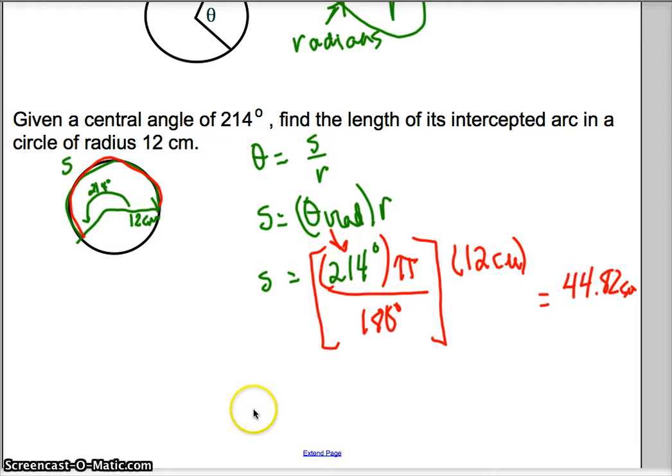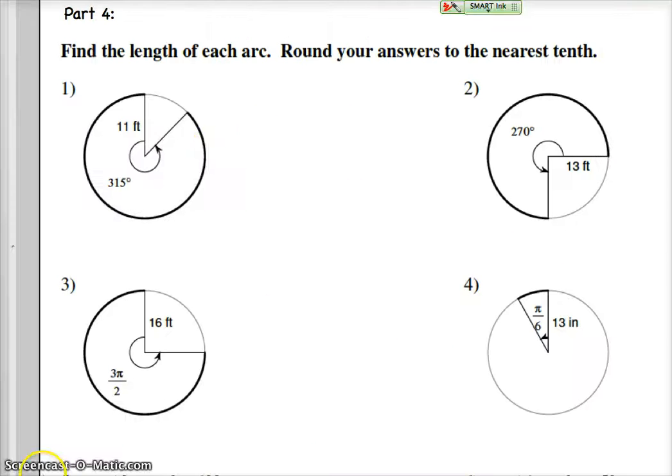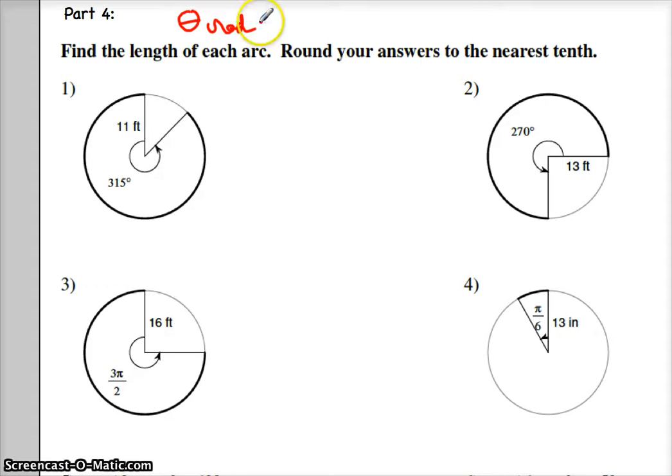What I'd like for you to do right now is turn to the 4.1 practice handout that we worked on today in class and find part 4. That is your homework, and I'm going to work through a couple of those problems with you. In each of these homework problems, you're repeatedly solving for arc length on a circle. So let's review our formula. Theta radians equals arc length divided by radius.